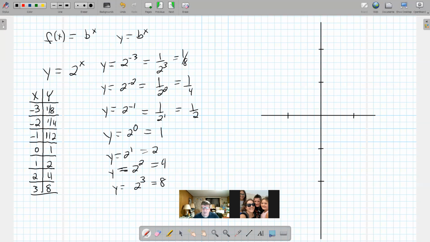Now, unlike a parabola where there's some symmetry going on, here we don't have symmetry, but we have sort of reciprocals. Look here, these are reciprocals, and these are reciprocals, and these are reciprocals. All right, let's plot these points and see what the graph looks like.